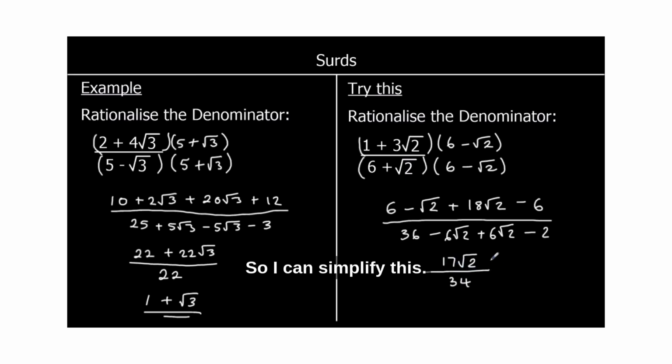So I can simplify this. I can divide top and bottom by 17, which will give me root 2 over 2.